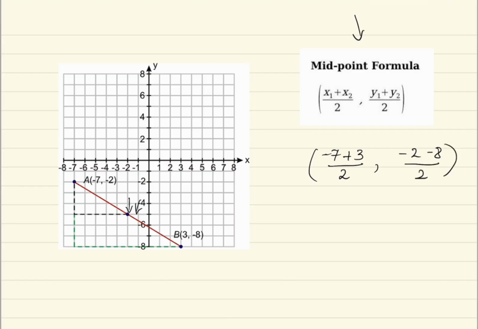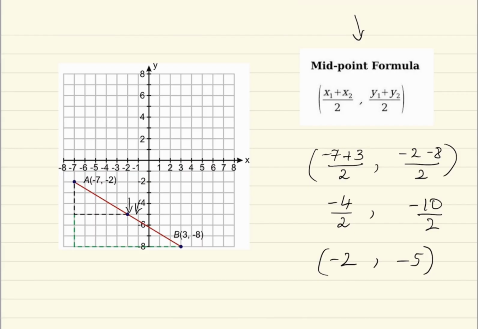So if we work this out, we know -7 plus 3 is going to give us -4 divided by 2. And then we know -2 minus 8 is going to give us -10 divided by 2. So if we work this out, -4 divided by 2 is -2, and -10 divided by 2 is -5. So this should be the midpoint.